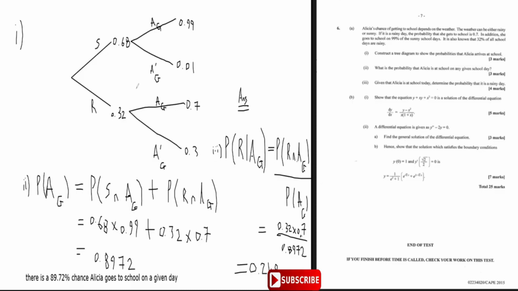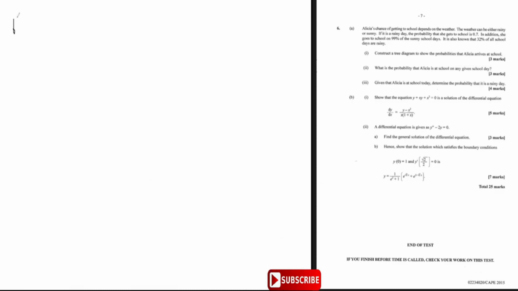Let's go to part B. Part B, it gives us a differential equation. It says show that y plus xy plus x squared is a solution to the differential equation dy by dx equal to y minus x squared over x times 1 plus x. So first thing, start with this. Dy by dx is equal to y minus x squared over x times 1 plus x.